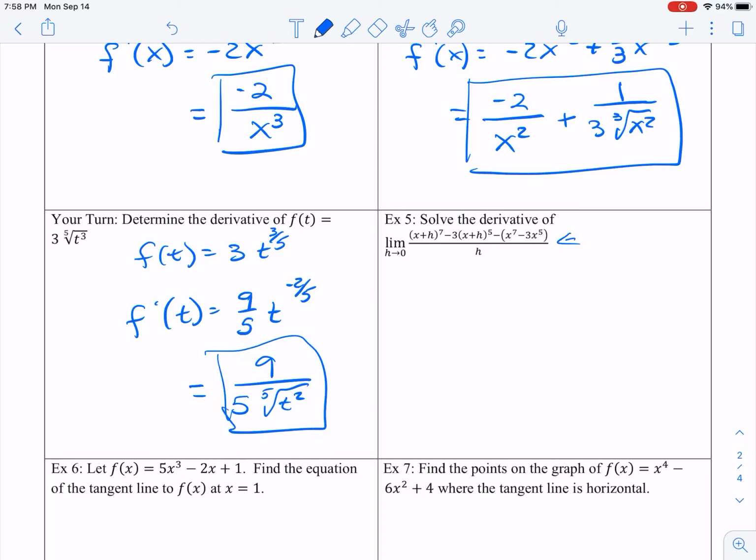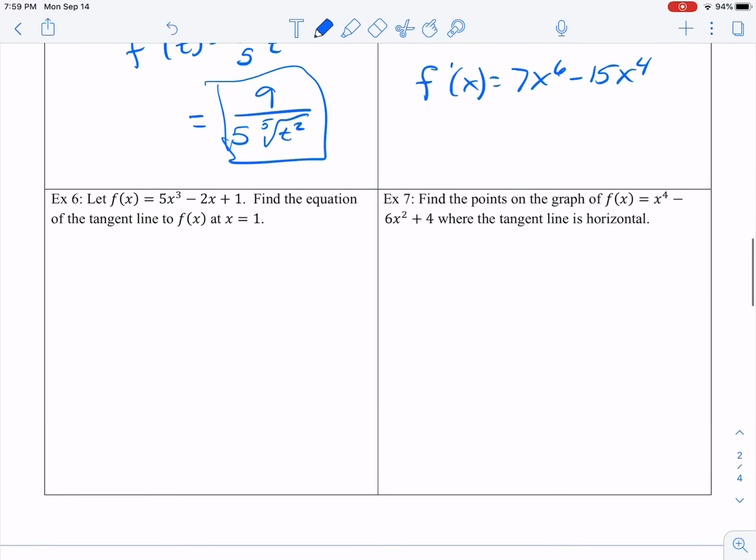This one you look at and you go, geez, do I have to expand that out? Well, what is this asking for? It's the definition of a derivative. It's asking you to find the derivative of the function x to the 7th minus 3x to the 5th. Okay, so that's all it's asking you to do, is find that derivative. And I can use shortcuts. So my shortcut tells me it's 7x to the 6th minus 15x to the 4th.